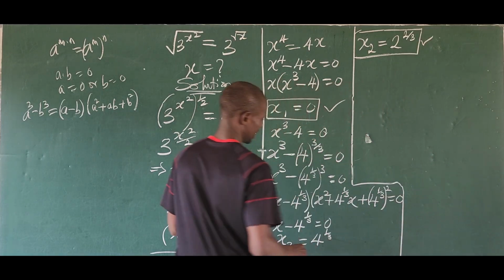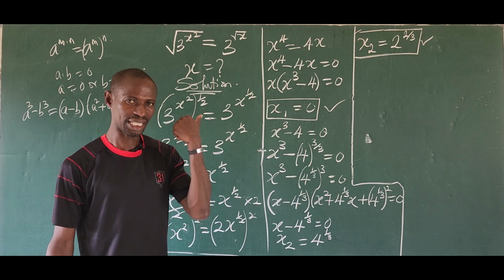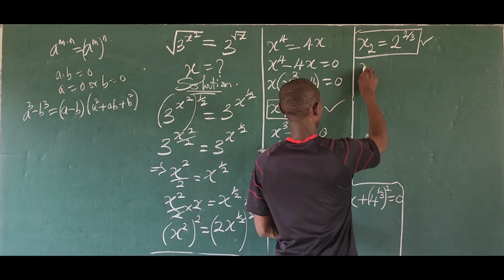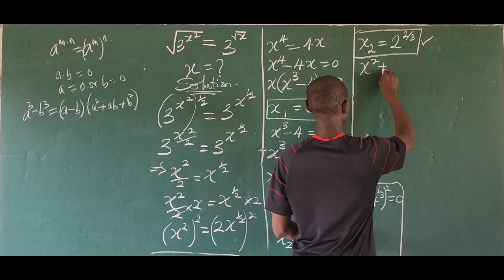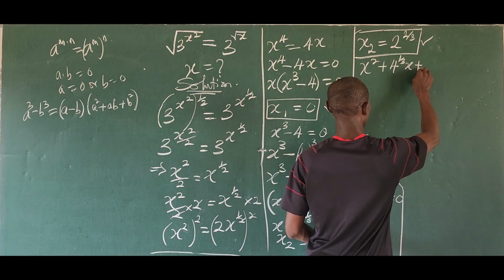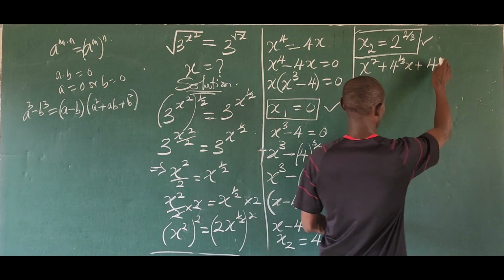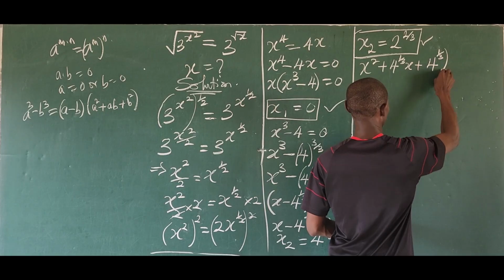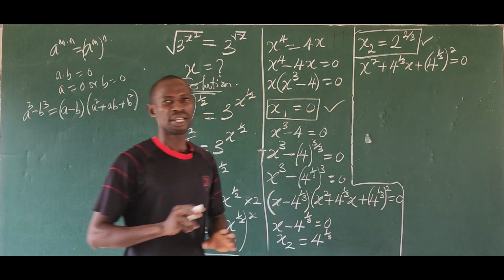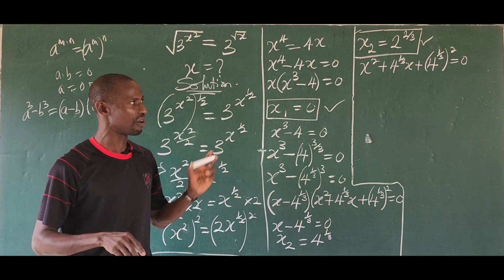Okay, so let's take the next one now. So we got 2 roots as far as this challenge is concerned. So the next one now is this. So here we have x to the power of 2, then plus 4 to the power of 1 all over 3 times x, then plus 4 all raised to the power of, okay, let's keep this in this format, 1 all over 3, all raised to the power of 2. This is equal to 0. So here we have a quadratic equation. I want to use the formula method to solve for this.